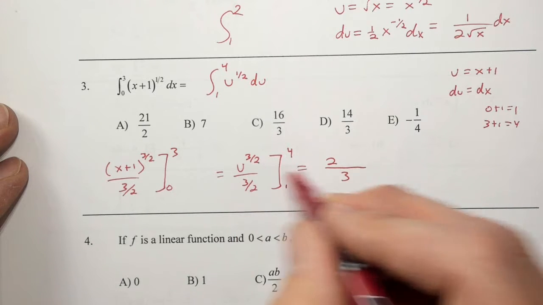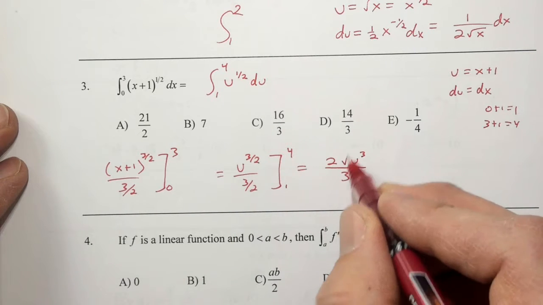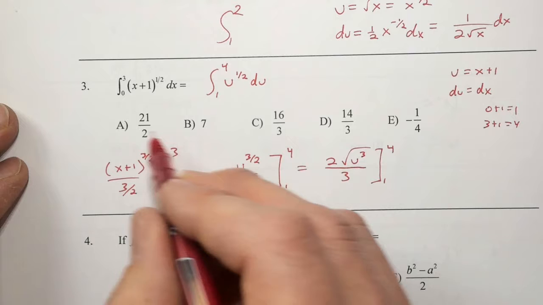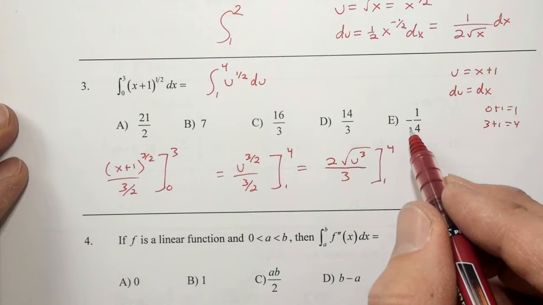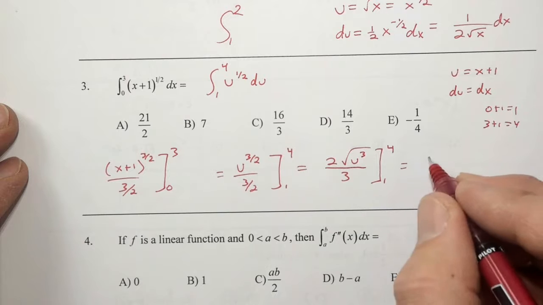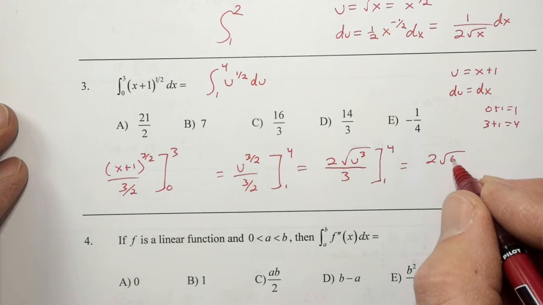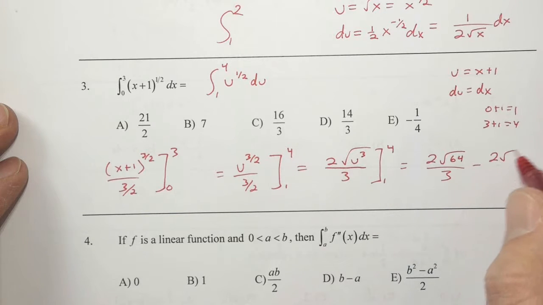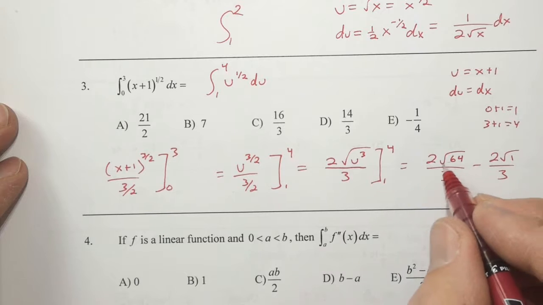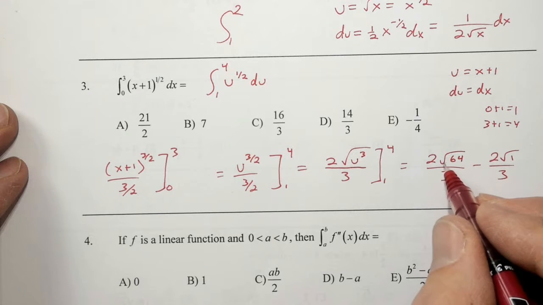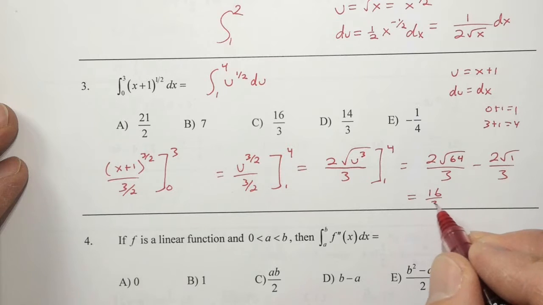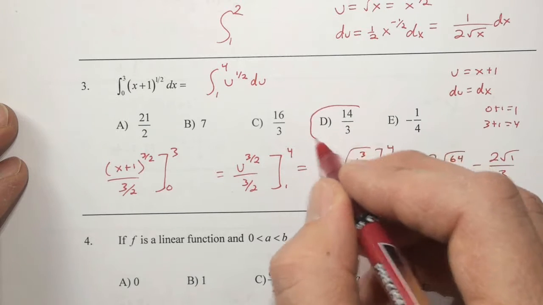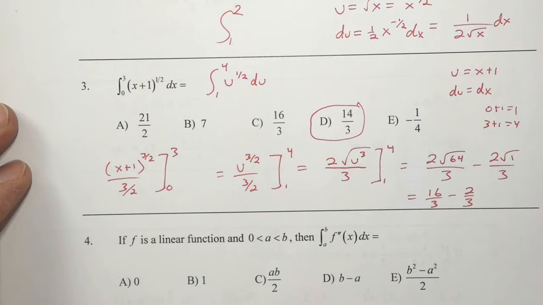If we have an item to the 3/2 power, that means we are cubing it and taking the square root. That might be a little easier for us because we see that we have no rational exponents in any of our answers. When we plug in 4, we have the square root of 4 cubed. 4 times 4 times 4 is 64. When we plug in 1, we have the square root of 1. The square root of 64 is 8. 8 times 2 is 16, so that's 16 over 3. Square root of 1 is 1, times 2 is 2, so that's 16/3 minus 2/3, which means our answer is 14/3.